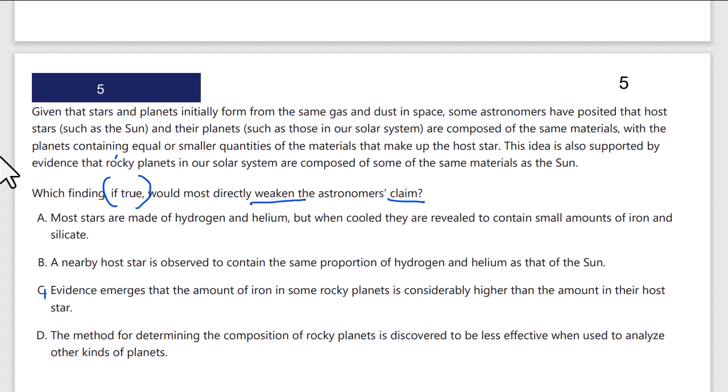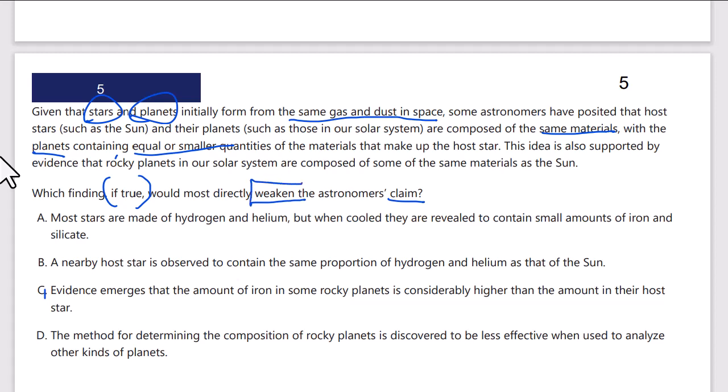Let's take a look. This is a pretty straightforward example. Given the stars and planets initially form from the same gas and dust and space, so the same things, stars and planets, some astronomers have posited host stars such as the sun and their planets, such as those in our solar system, are composed of the same materials, with the planets containing equal or smaller. So planets have to have less than or equal to the amount of materials. This idea is also supported by evidence that planets in our solar system are composed of some of the same materials as the sun.